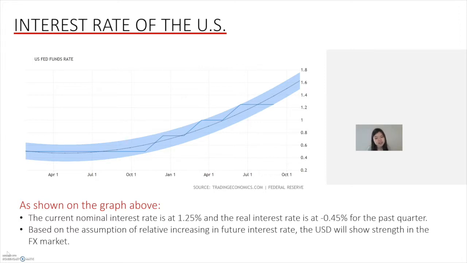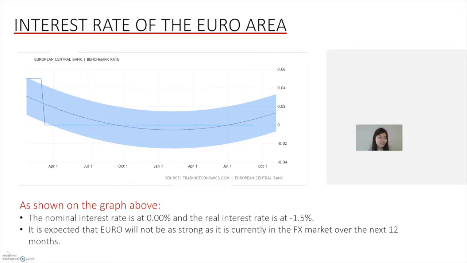And based on the assumption, US dollar will definitely show strength in the foreign exchange market. Lastly, we're going to talk about the interest rate of the euro. Based on the graph above, we can see the nominal interest rate is at 0% and the real interest rate is at negative 1.5%. It is expected that the euro will not be as strong as it is currently in the foreign exchange market over the next 12 months.